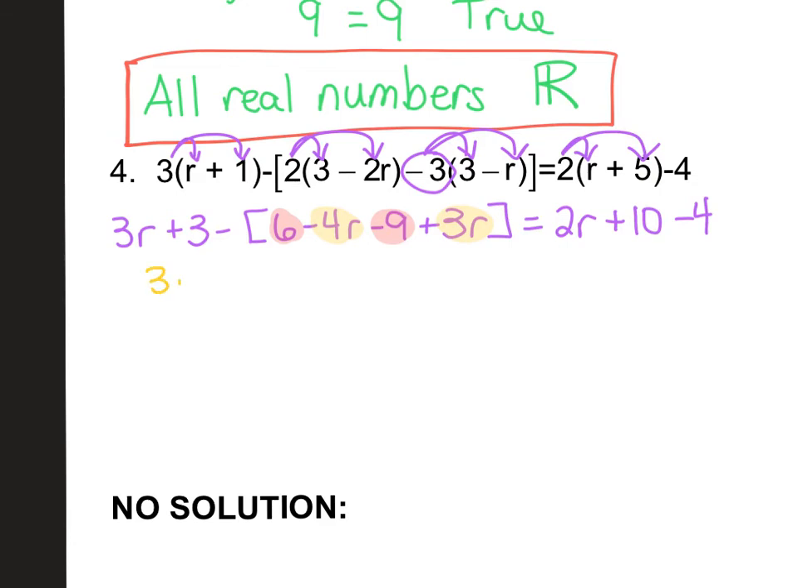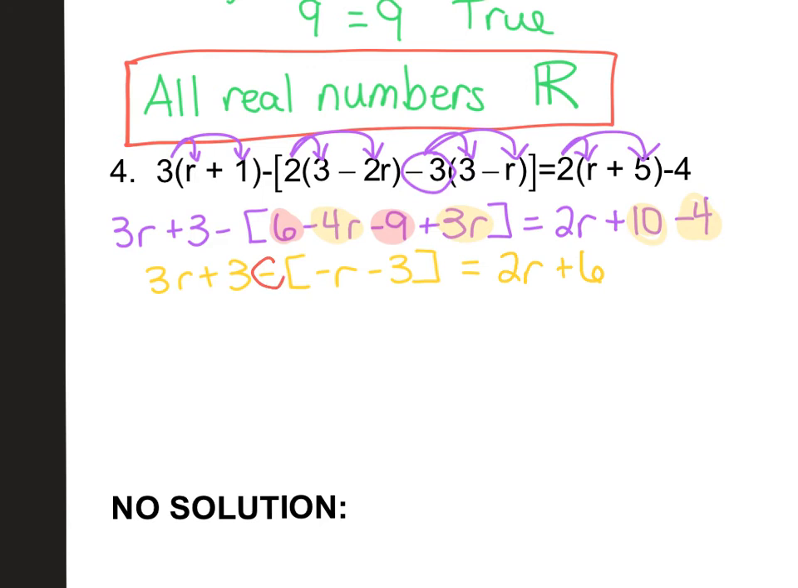So I've got 3r plus 3 minus, inside the brackets, I have a negative 4r plus 3r, which is a negative r. And then 6 minus 9, which is a negative 3. And then on the right-hand side, I also need to combine my 10 and my negative 4. And I get 2r plus 6. So we've done a lot of work, but we still are not finished because we still have a bracket, which is like a parentheses. So what do I distribute throughout that bracket?